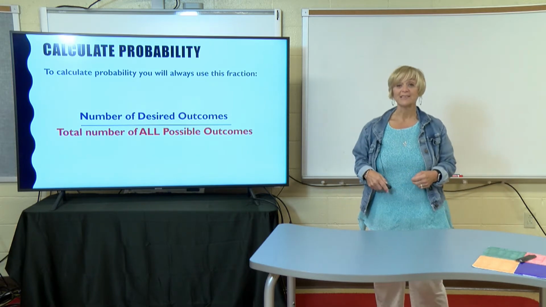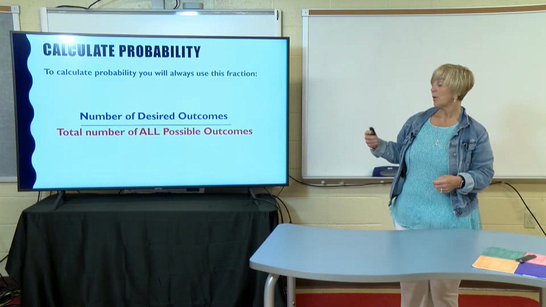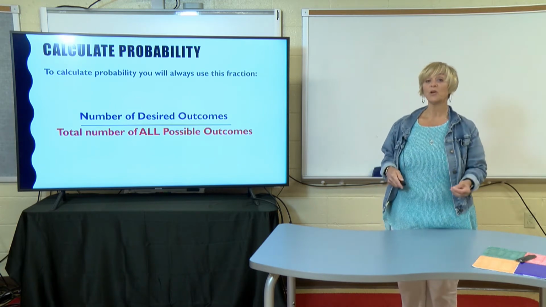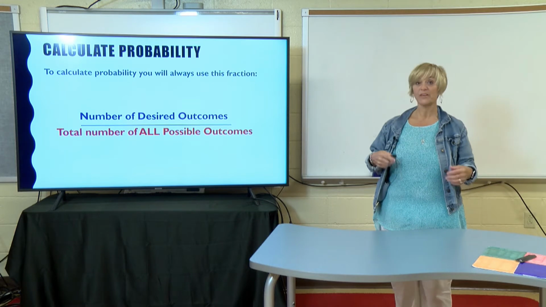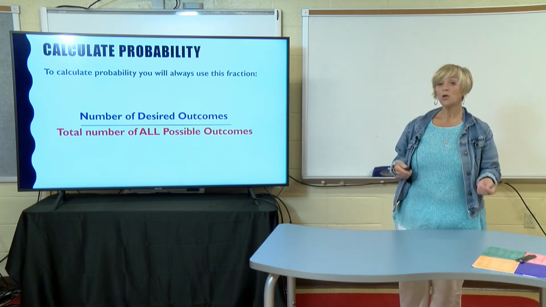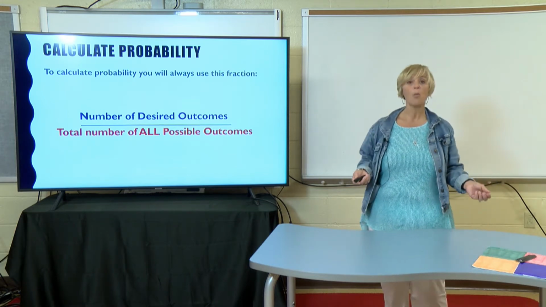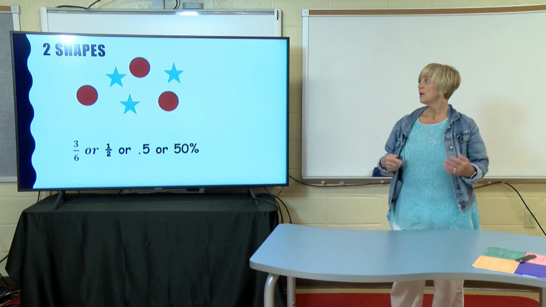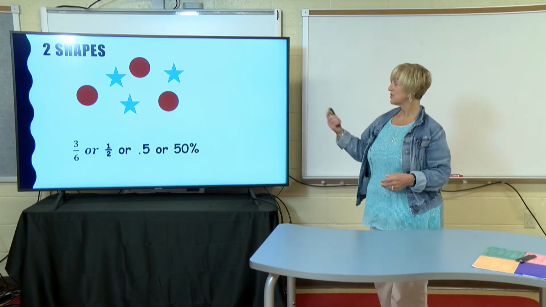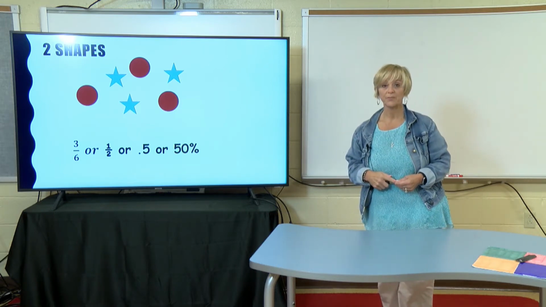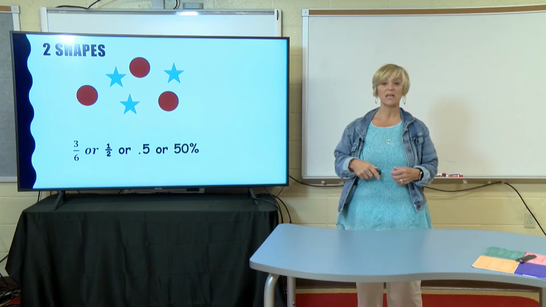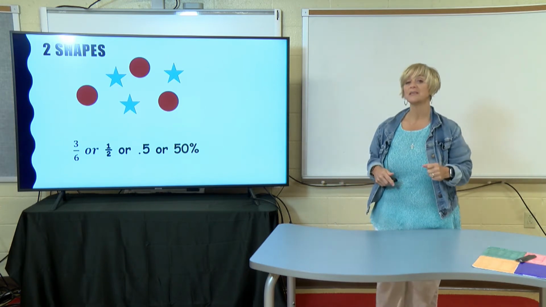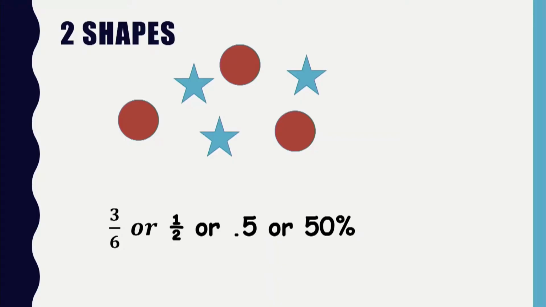To calculate probability, you always use this fraction or this ratio: the number of desired events or outcomes over the total number of all possible outcomes. So let's see what we mean by that. We have 2 different shapes. We have stars and we have circles. What if I put all of these shapes into a bag and shook them up? What is my probability of drawing a star out of that bag?